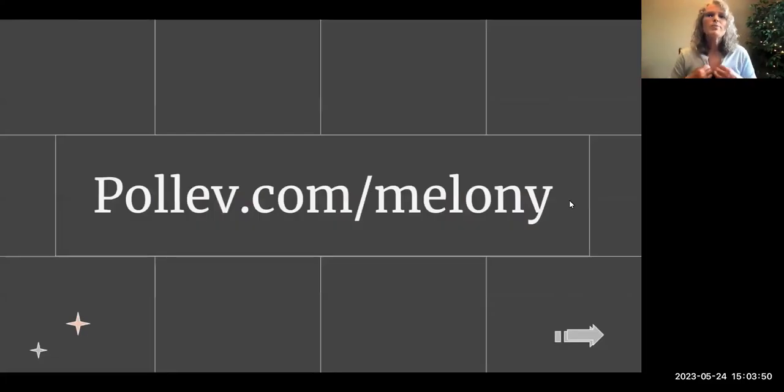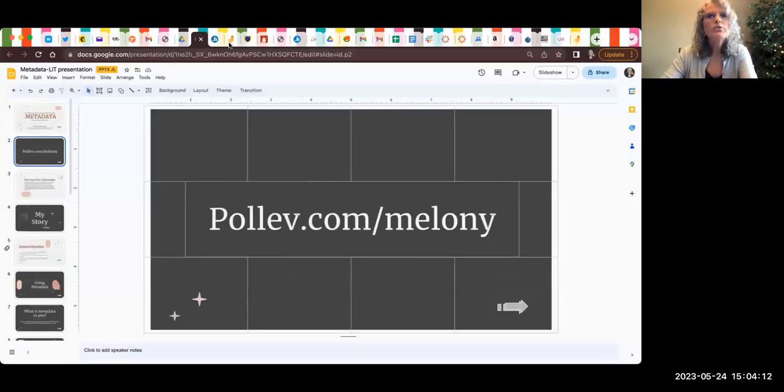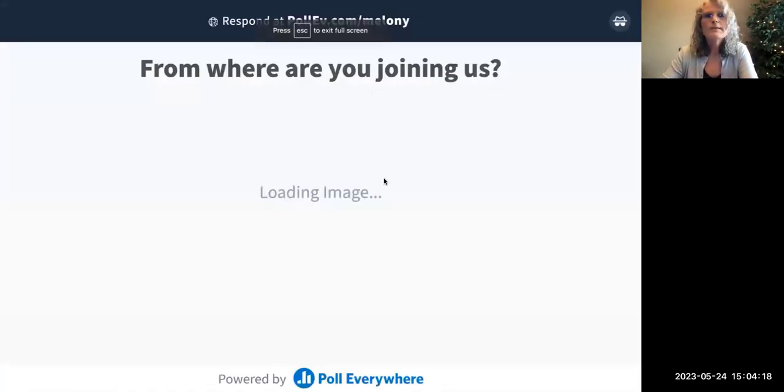So we're going to start a little bit first. If you don't mind, you don't have to, but if you don't mind, go to polev.com/Melony. And when you do, now if you do it from your phone, I believe then you have to probably activate a code. What I'm going to do now is exit out of this screen and go to another tab that has that particular site. Okay, and I'm going to present that. So you should be seeing that.